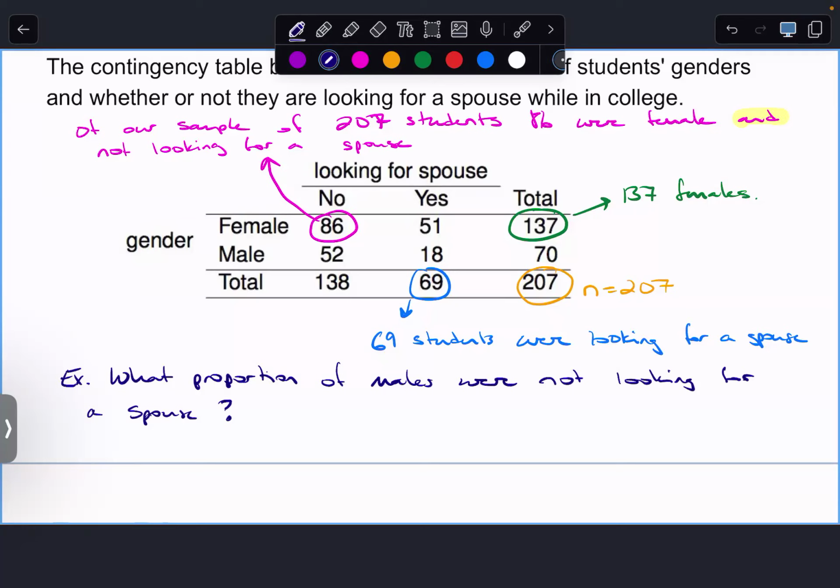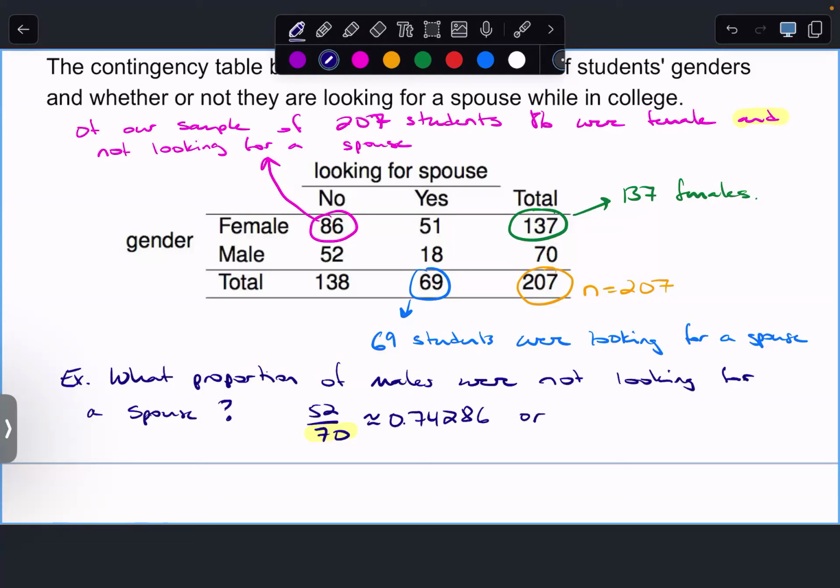Because now, instead of the total being 207, I'm really just interested in, of these 70 males, how many were not looking for a spouse? 52 of those 70, right? And so my proportion is going to be 52 over 70. Notice that I changed the total because I'm only talking about the males. Which you can easily convert to a decimal. 52 divided by 70 is roughly 0.7428.